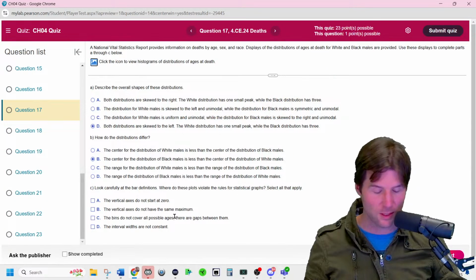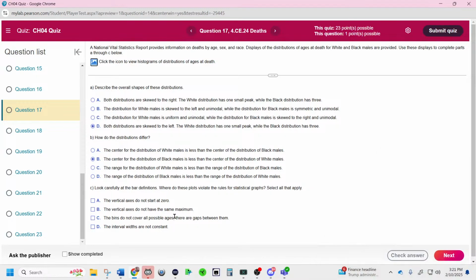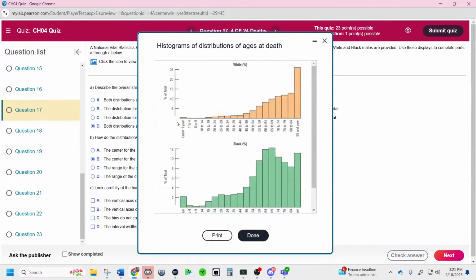And last but not least, a tricky one. Look carefully at the bar definitions. Where do these plots violate the rules of statistical graphics? The vertical axis does appear to start at 0. It might be hard to tell, but it does start at 0. Please tell me if there are any issues.